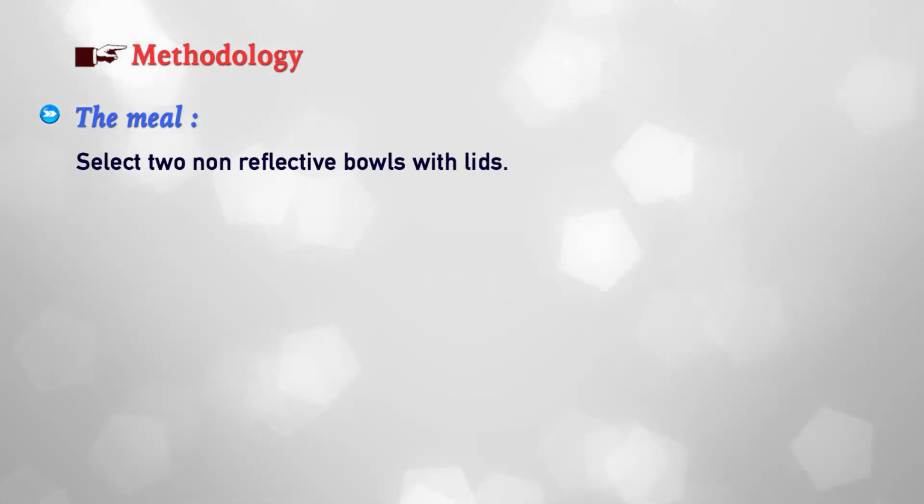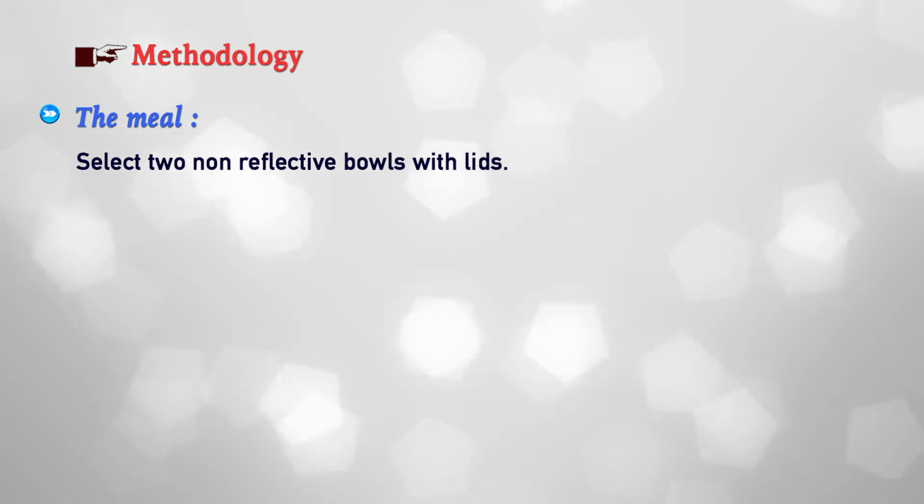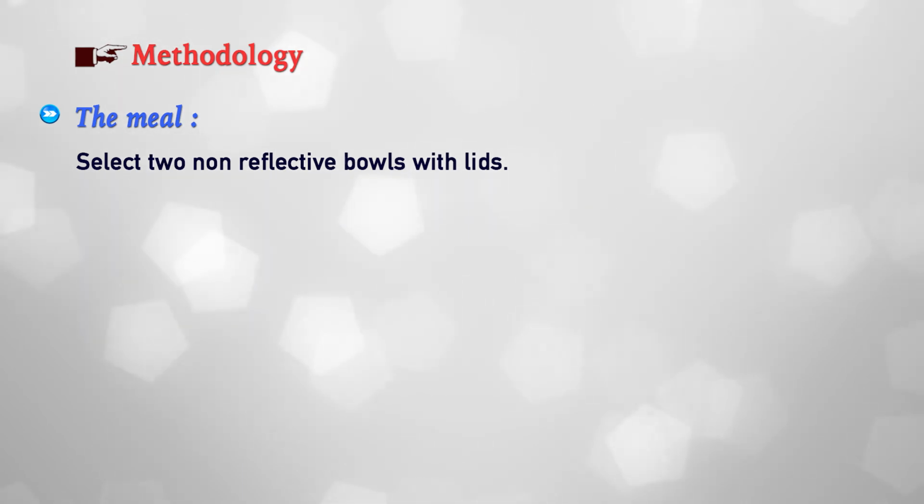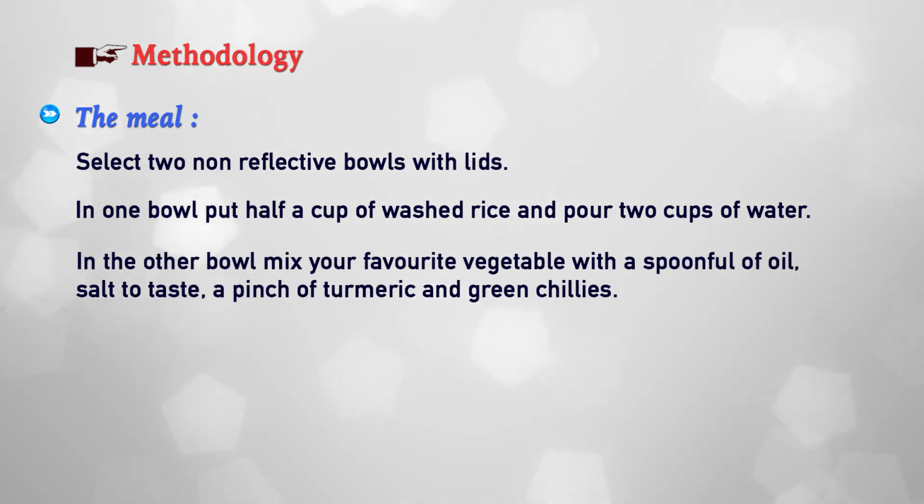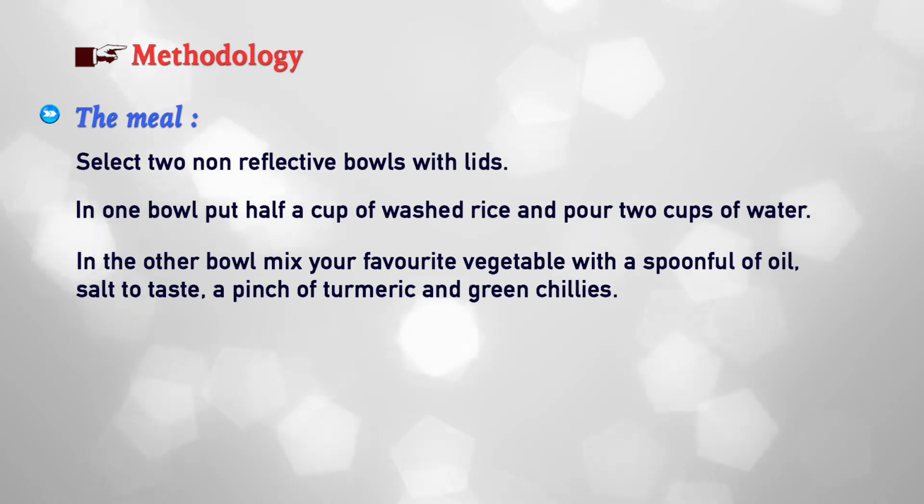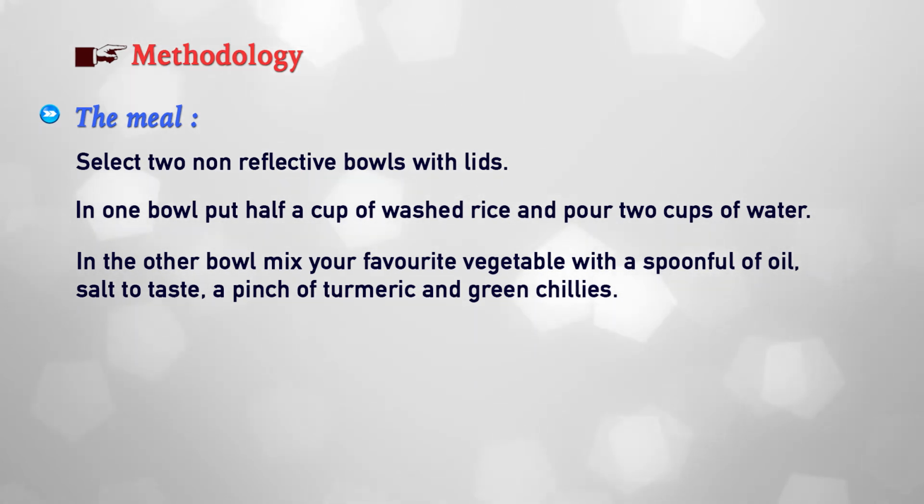Next thing that is required is the meal. So for the meal, what you have to do? Select 2 non-reflective bowls with lids. In one bowl, put half a cup of washed rice and pour 2 cups of water. In the other bowl, mix your favorite vegetable with a spoonful of oil, salt to taste, a pinch of turmeric and green chilies.